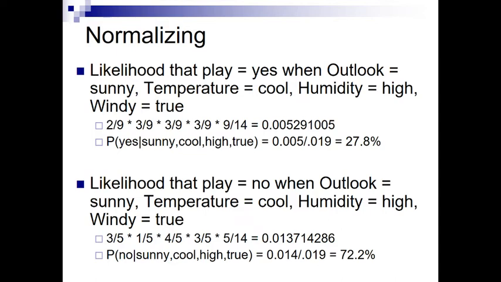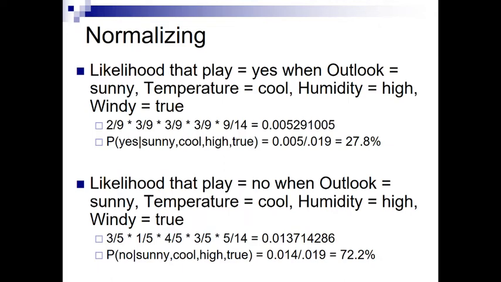So the likelihood that play equals yes, when outlook equals sunny, temperature equals cool, humidity equals high, and windy equals true, you can see how we're multiplying conditional probabilities for each one of those variables that tell us something about the day, and then finally the prior probability of the class, and we get a very, very small number. And if we want to turn that into a probability, we're going to take that very small number. You can see here I've rounded it a bit. I dropped a few digits, but 0.005 is not that different from 0.005291005. I just shortened it a bit.